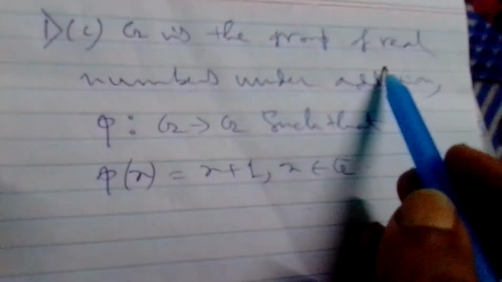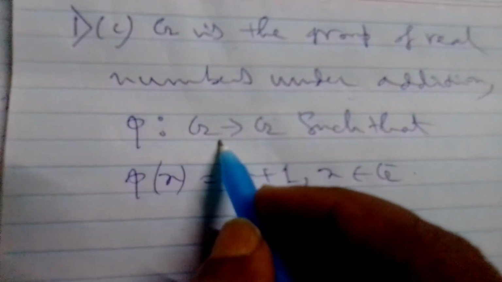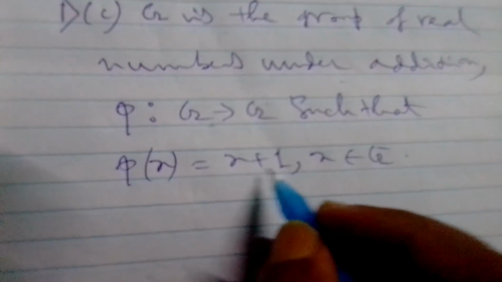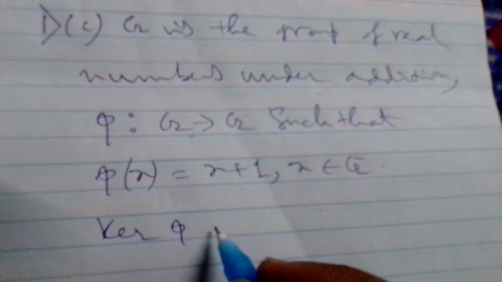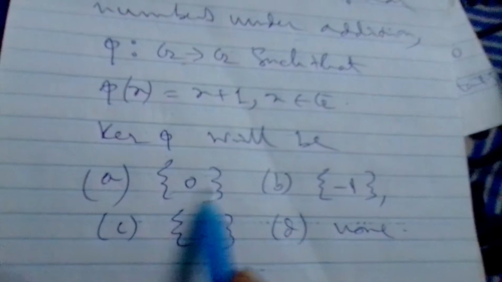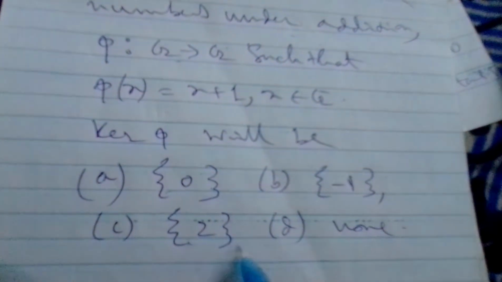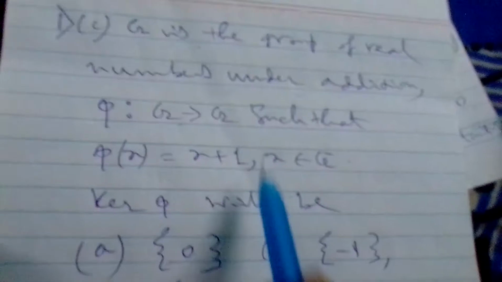Now, G is the group of real numbers under addition, and phi from G to G is such that phi of x equals x plus 1, x belonging to G. Then what will be our kernel phi? The first option is 0, second is -1, third is 2, fourth is none. Then how do we solve it?